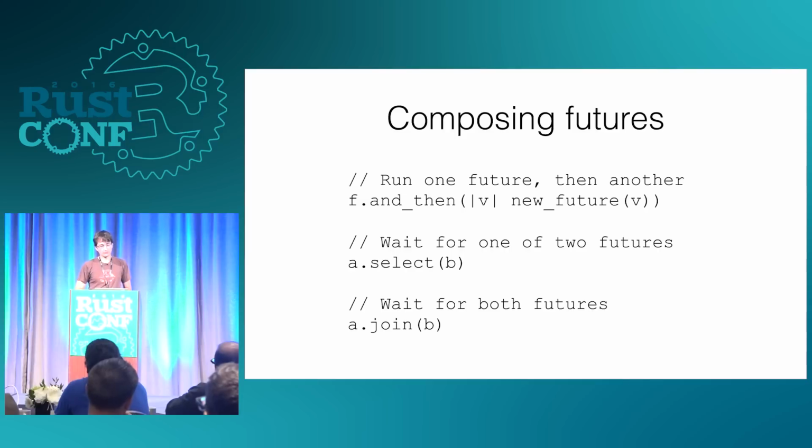And then finally, of course, we can not only wait for one or two futures, we can wait for both futures. And there's actually an entire suite of combinators on the future trait itself. I'm not going to show the full list here. It wouldn't quite fit on the slide.